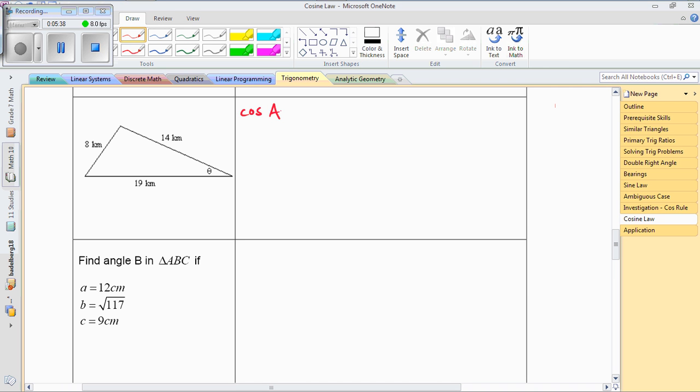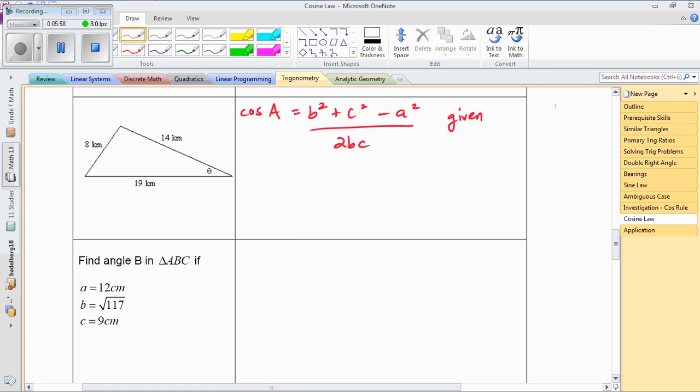Cos A is equal to b squared plus c squared minus a squared over 2bc. Now, this formula is given to you. You don't have to memorize it. You just have to be able to substitute in the values in the correct positions.